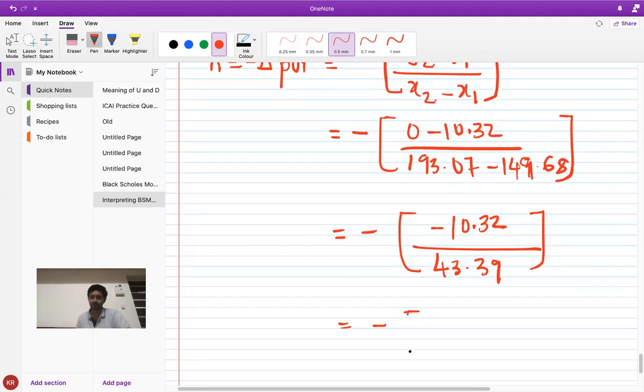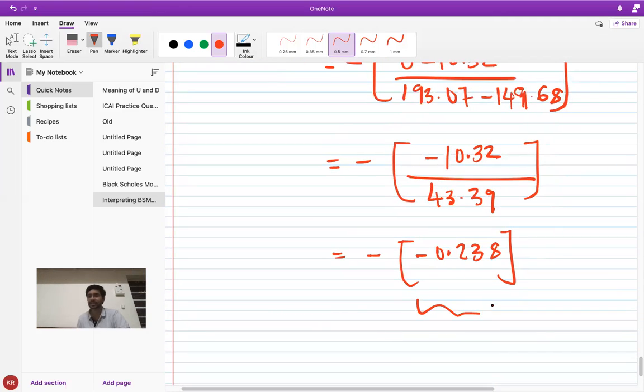Okay, equal to minus 0.237 or 238. Okay, minus 0.238. This is actually the delta of a put option. Because a put option, if you remember, always has a negative sign, because when the share price goes up, the put option value falls. The meaning of minus 0.238 is that if share price increases by $1, a put option value falls by 0.238.